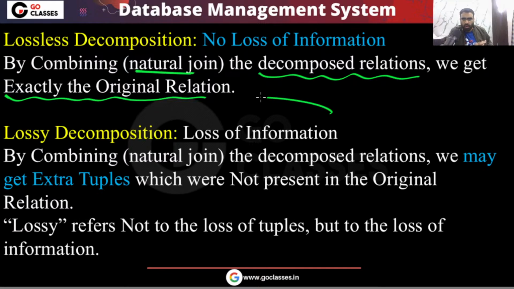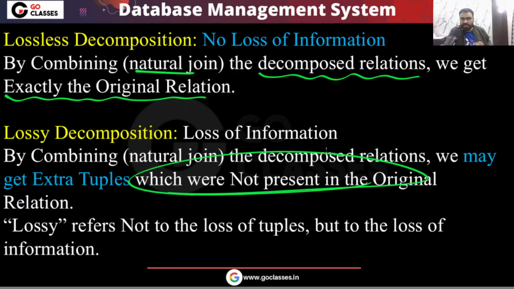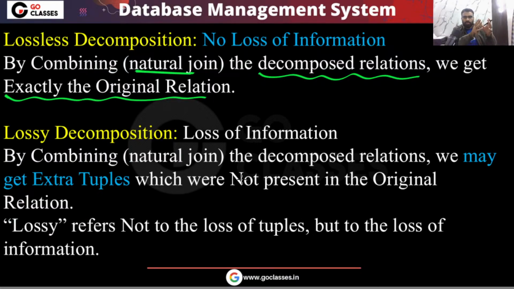This means loss of information. What does it mean? It means that when we do the natural join of the decomposed relations, we may get extra tuples which were not present in the original relation. Let's assume there is a tuple which is not present in the original relation, but when we do the natural join of the decomposed relations we get that extra tuple. Then this is loss of information. We are getting wrong information.